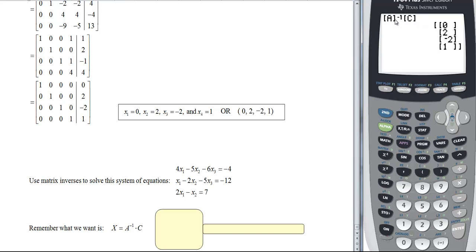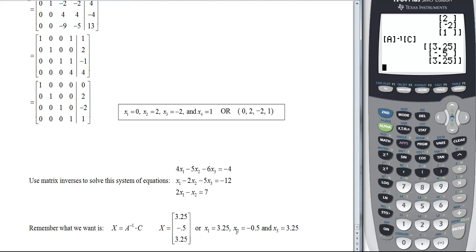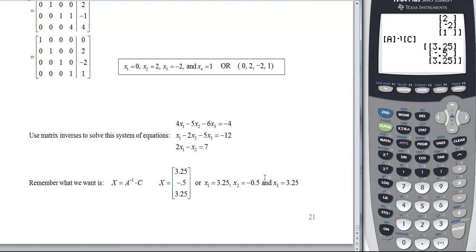And since I have A inverse times C, that's what I'm saying it should be. Let's see what I've got here. I prefer this right here, but this is showing you the variable matrix. Okay, and actually we solved this one sometime back using, I believe, the Gauss-Jordan. And that's it for this chapter. Thank you.